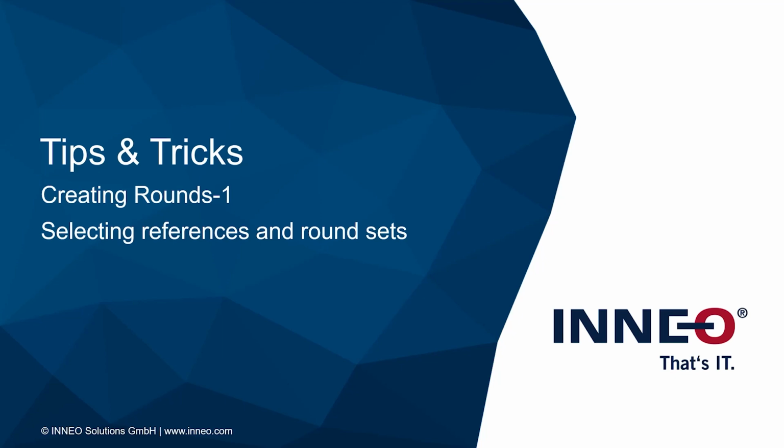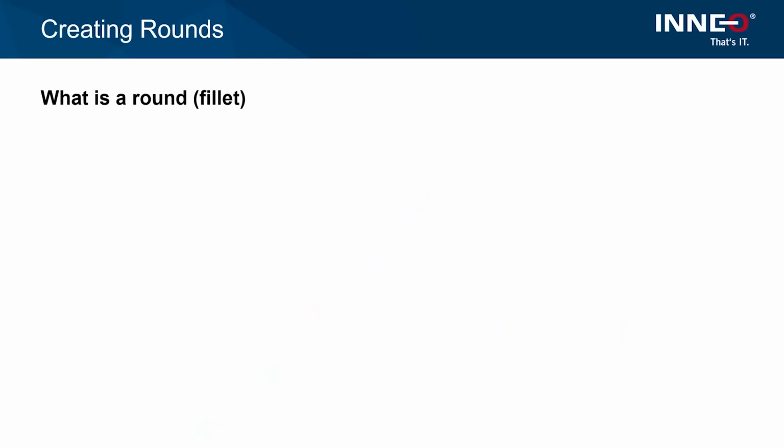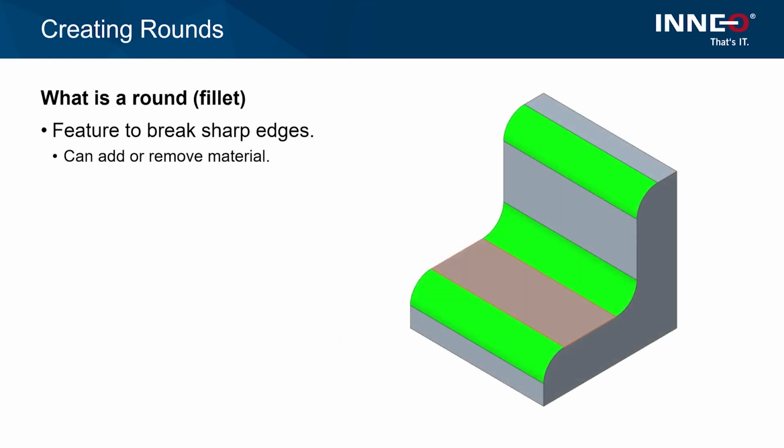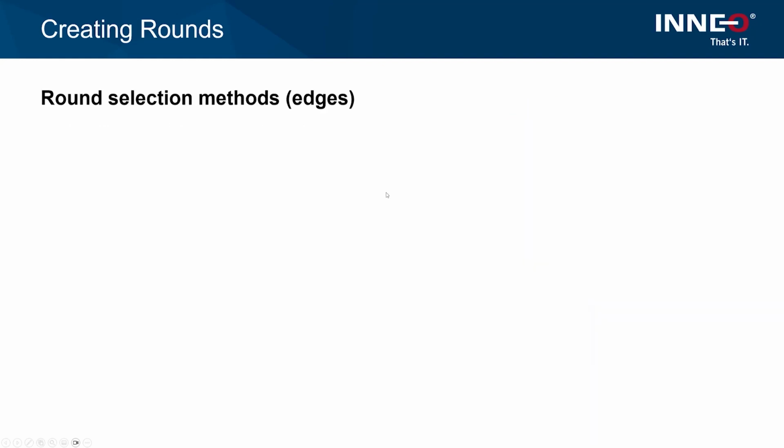The options for selecting references and creating different round sets and the round user interface. So when we start with a round, first question is what is a round or a fillet? A round is a feature that we use to break sharp edges inside the model, so it can also be used to add material. If we select an inside edge of a component, it can add material to the part, or it will also remove material from the part.